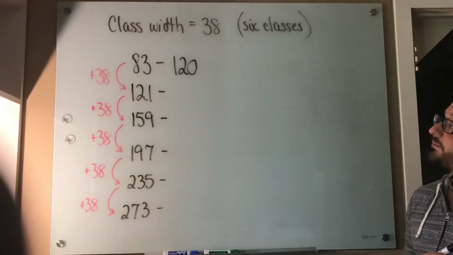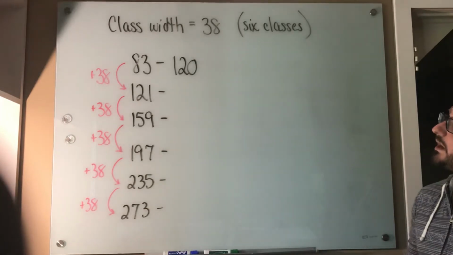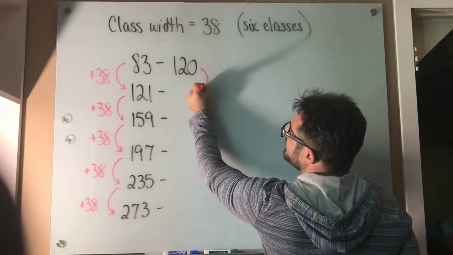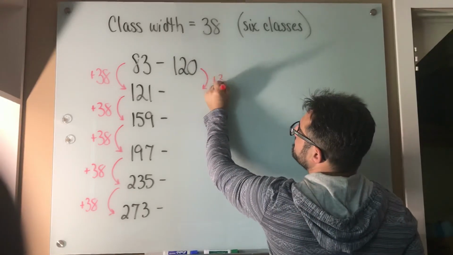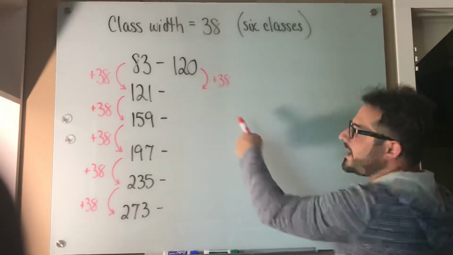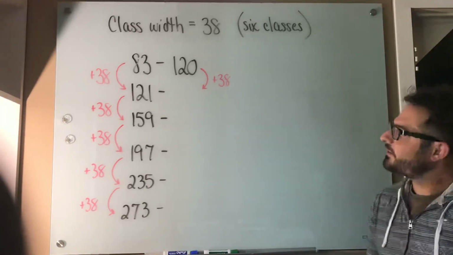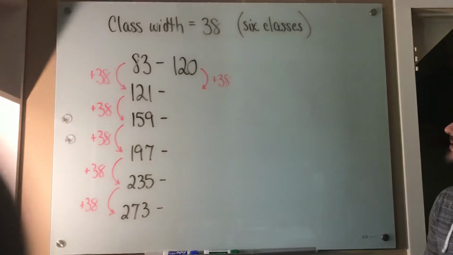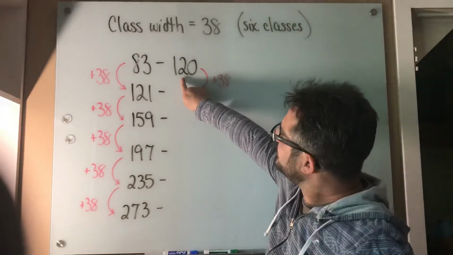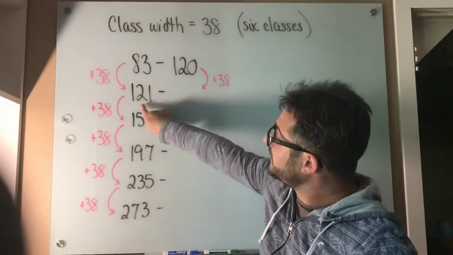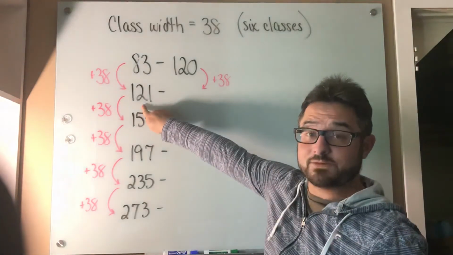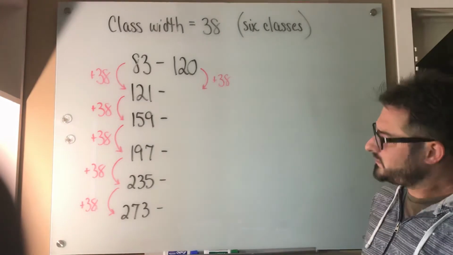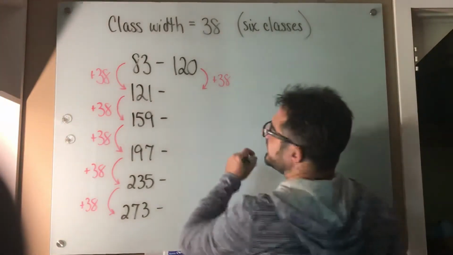Now, from this point, we have two ways to proceed. We can either, as before, use the class width and continue that pattern all the way down. Although, admittedly, I think that that's kind of silly. There's a much better way to do this. If we can find the upper limit of one class by knowing the lower limit of the successive class, then we can continue to do that all the way down, well, almost to the end.